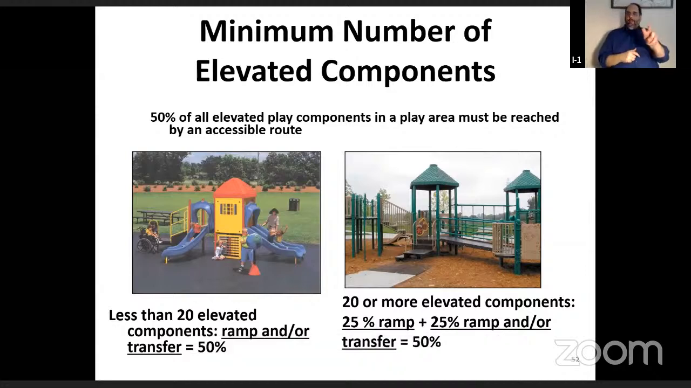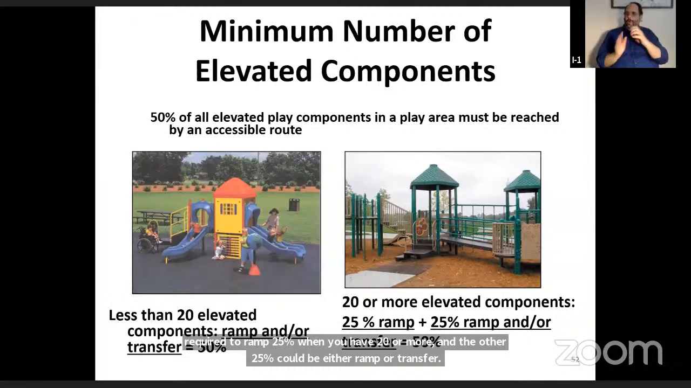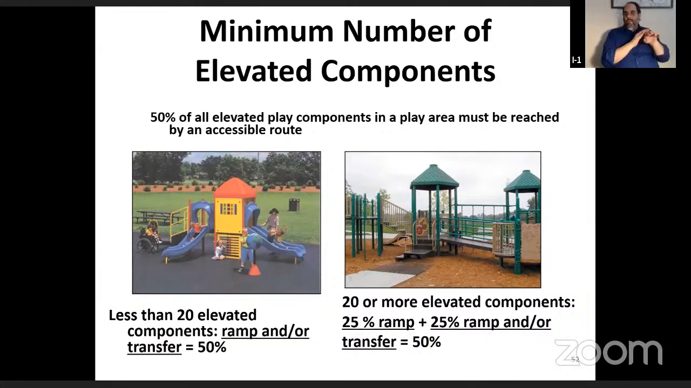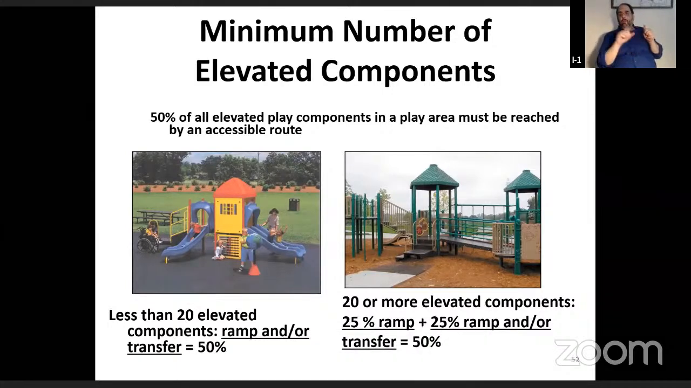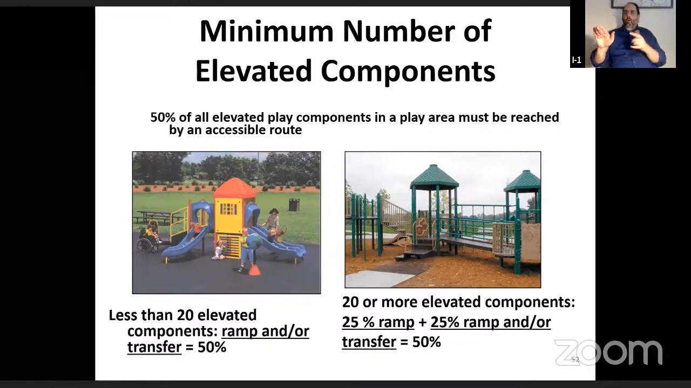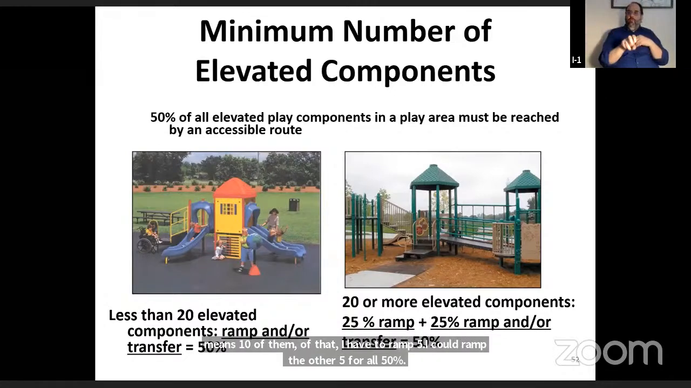So just to take that as an example, if I had 20 elevated play components, I had to make 50% of those accessible. That means 10 of them. Of that, I have to ramp 5. I could ramp the other 5 for all 50%, or I could do a transfer system to the other 5. So of the 20, 10 are accessible.